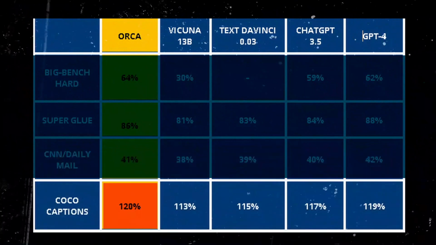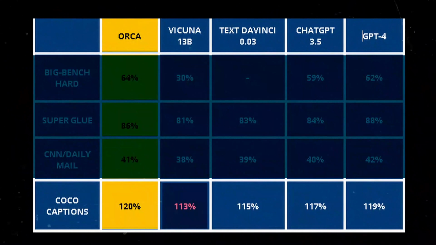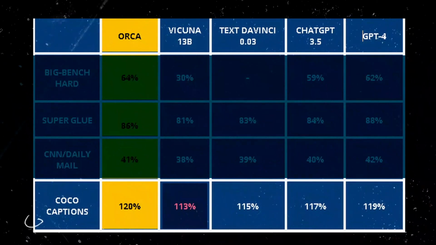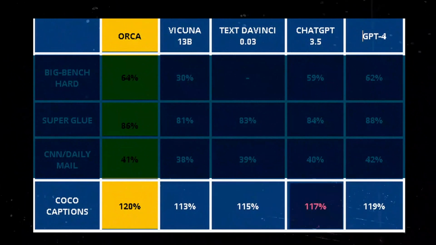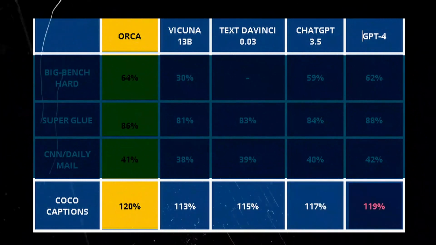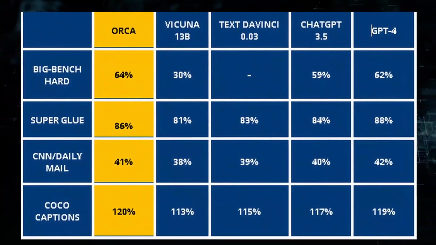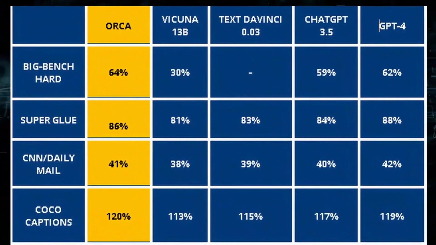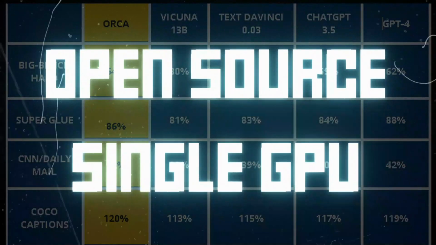It has a CIDEr score of 120 on Coco Captions CC, which is higher than Vicuna 13B at 113%, TextDaVinci 0.03's 115%, ChatGPT's 117%, and GPT-4's 119%. As can be seen, ORCA is a very adaptable and efficient model that performs well across jobs and domains and is about to become open source. It can also run on a single GPU.